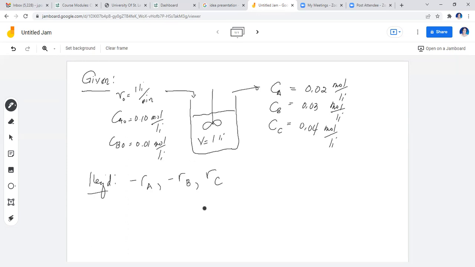But actually, since we are not given the stoichiometry, we do not know whether B is product or whether it's reactant, nor C is product or reactant. Same thing with A. But since I'm just accustomed to writing it like this, I just write it that way. If my answer later will be negative, then my assumptions are wrong. So for example, if I get a negative R sub A here, then meaning A is a product. If my answer is positive for negative R sub A, then my assumption is correct, that A is a reactant.